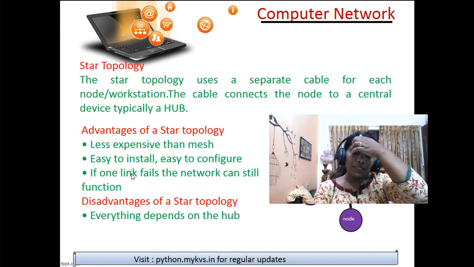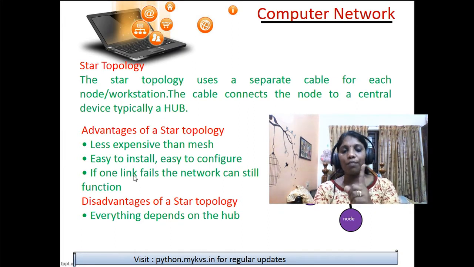If one link fails, the network can still function. Means if one machine inside that star topology fails, that will never affect the functionality of the topology, it is still connecting. But as it is given here in the disadvantages, everything is depending upon the hub. If the central connecting device, if the hub is failed, then the entire topology fails. So we'll go for our best design over here, and then we'll come back to this place.